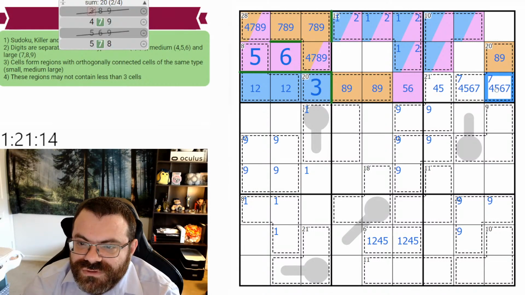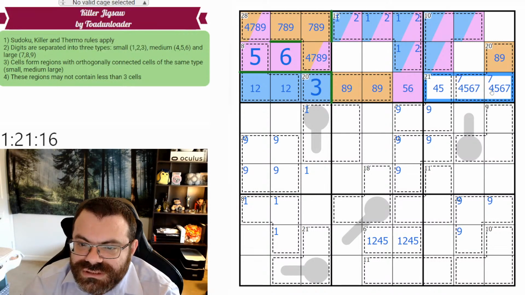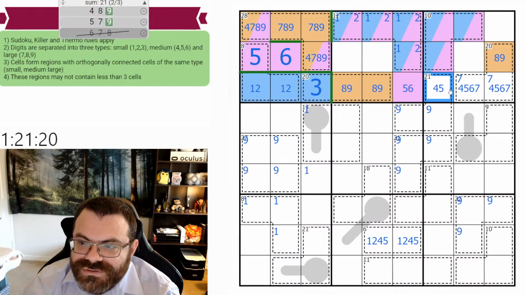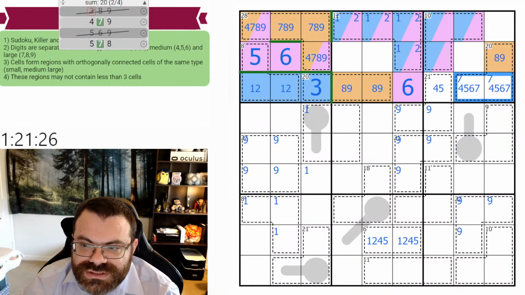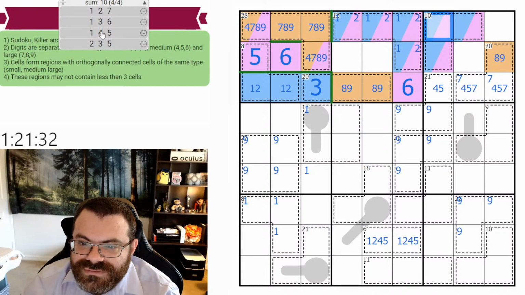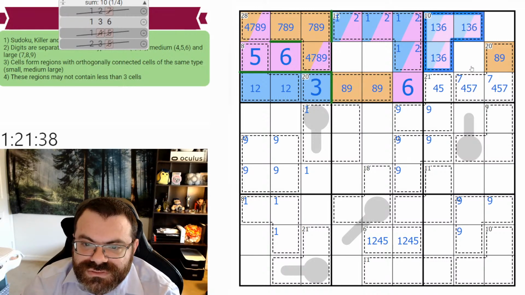So there's a virtual 4-5 pair here. Yeah, the virtual 4-5 pair is very useful. Because that makes this a 6. This is not 6. 4, 5, 7 triple now. So we can't have a 4, 5, or 7. So this is 1, 3, 6. That's not a 6, so it's blue.